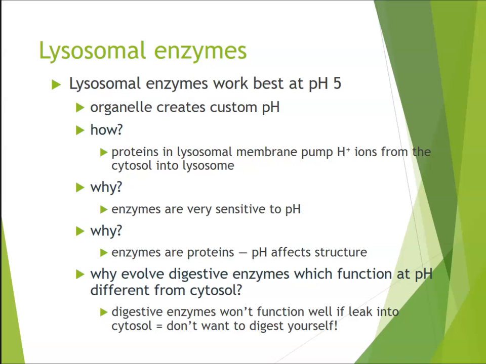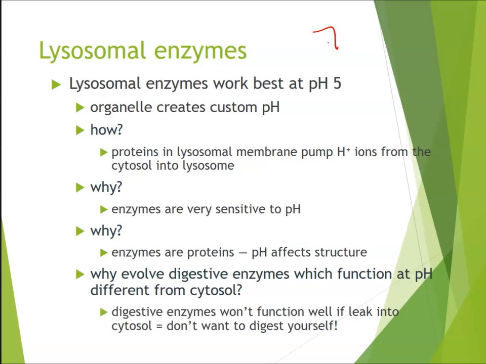So this organelle has evolved to have a custom pH. Again, think about what you know about enzymes. Enzymes work best at a particular pH. And in this case, it's a pH of 5. Why do you think it's a pH of 5? Because the rest of the cell has a pH around 7.